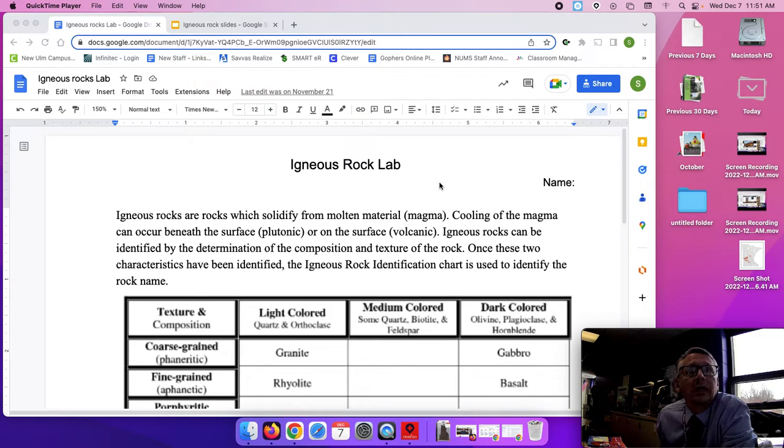Rock Lab. Igneous rocks are rocks which solidify from molten material, magma.